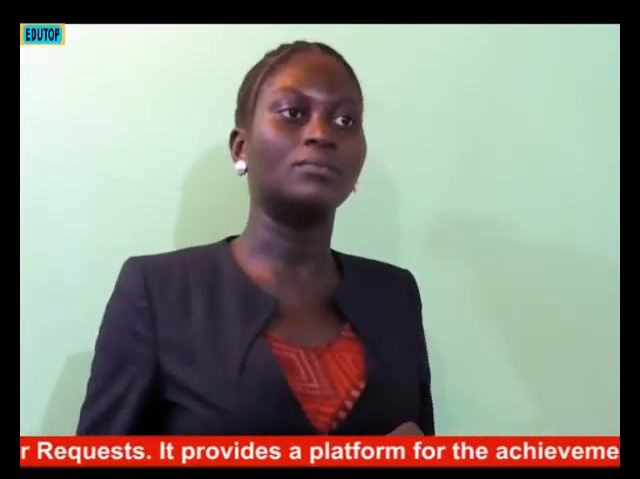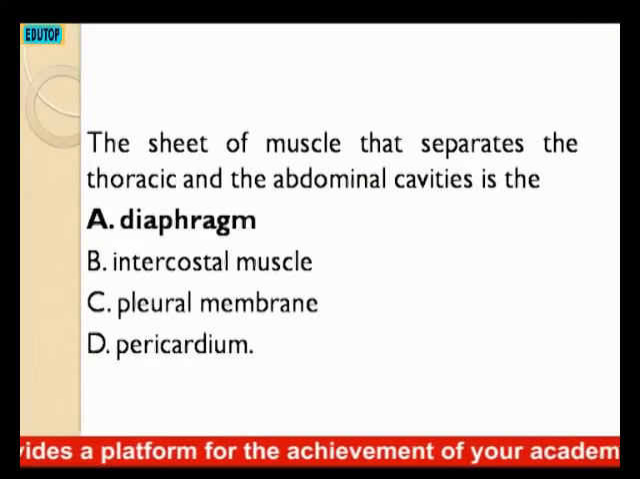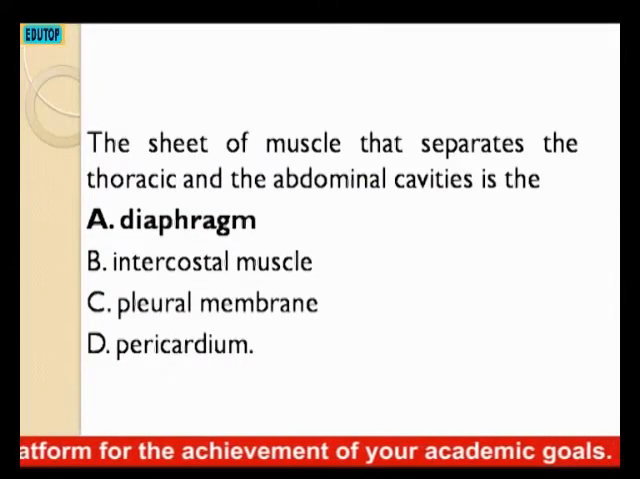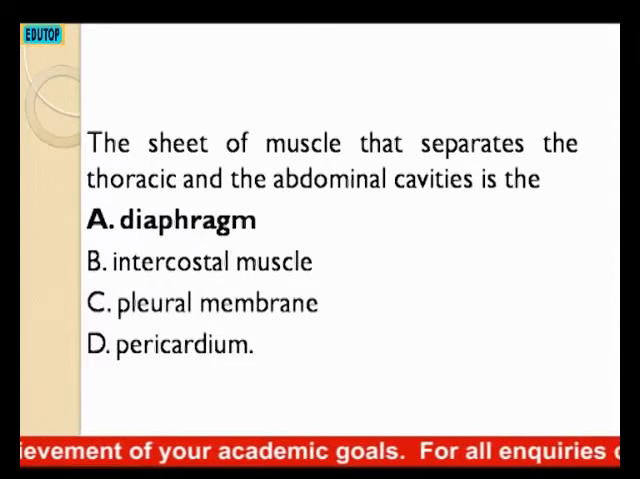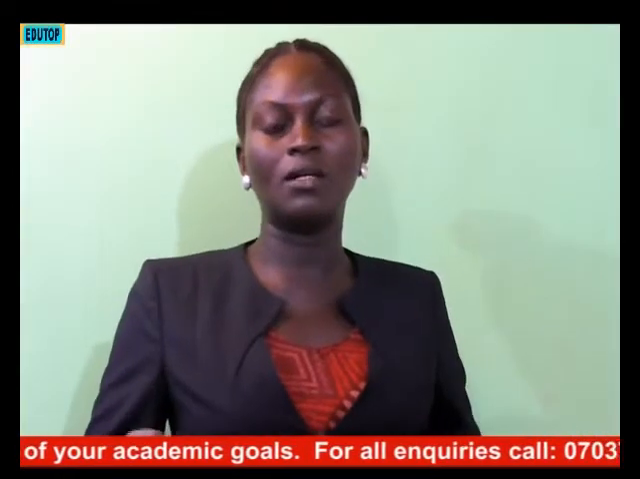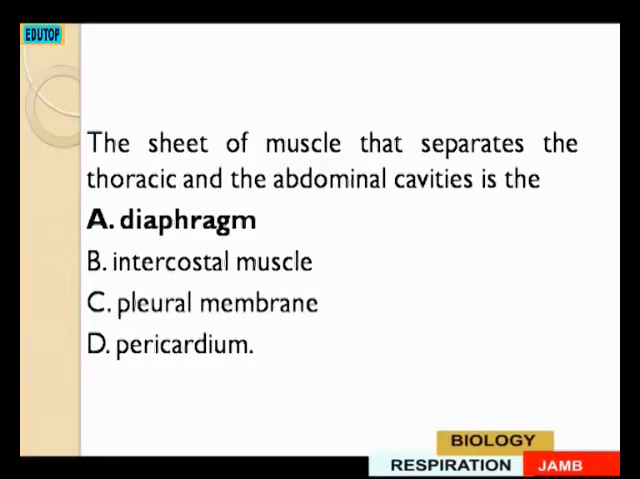The next question says, the sheet of muscle that separates the thoracic cavity and the abdominal cavity is the what? Now, it's talking about the respiratory system in relation to the other parts of the body. A. diaphragm, B. intercostal muscle, C. the pleural membrane, D. the pericardium. The answer is the diaphragm.